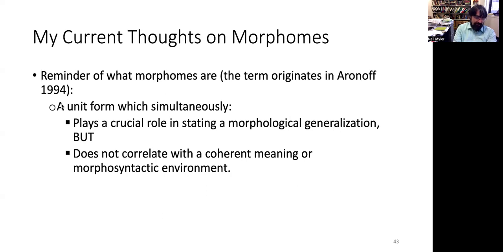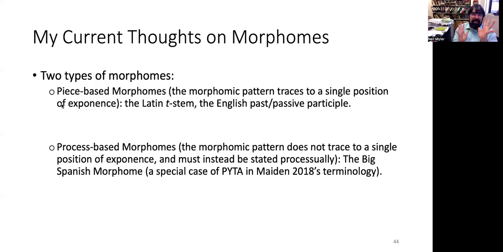Now, over the course of the semester, and in particular in the second half of the semester, I came to the conclusion that there are two types of morphome in the literature, which I've chosen to name here the piece-based morphomes and the process-based morphomes. The second of these names in particular is imperfect, but that's what I came up with.